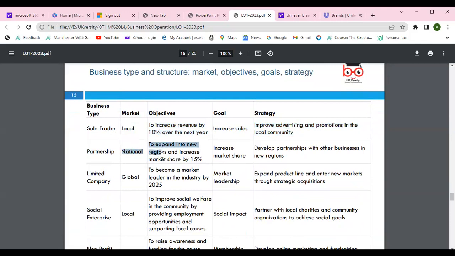Partnership can be national. Market shares, maybe we can set an objective of 15%. We want to increase our profit next year. Developing partnerships with other businesses, these can be our strategies. Okay, a global limited company becoming market leader.